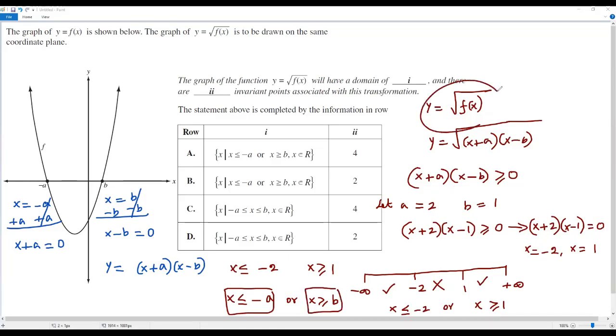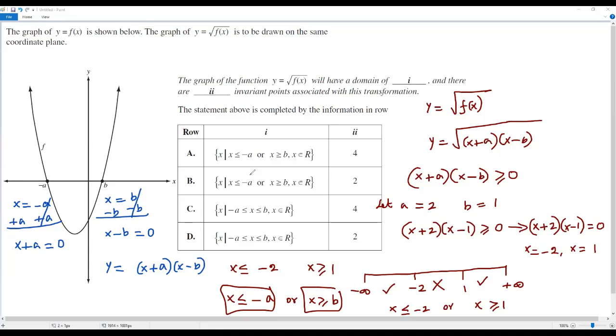in the function y equals square root of x, y is defined. So for this square root function, that is y equals square root of f of x, the domain is x less than or equal to negative a or x greater than or equal to positive b, where a and b are real numbers. So we find this of x less than or equal to negative a and x greater than or equal to positive b in row A and row B. In both the rows we find this one.